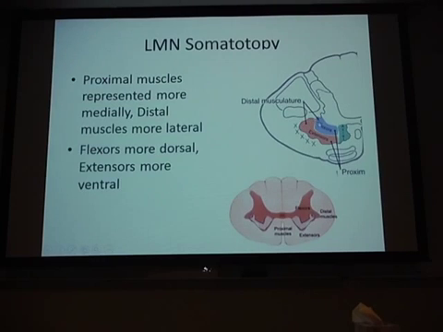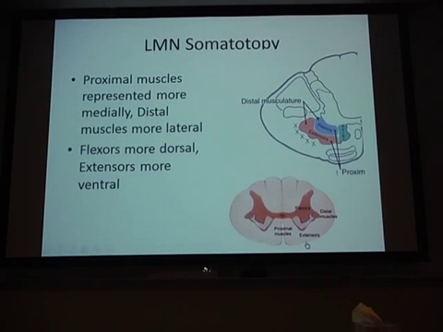Similarly, our flexors are going to be located more dorsally to the extensors, which are located more ventrally. And so you can see an example of this. If this was the cervical cord controlling aspects of our movement, we're going to see more distal musculature laterally, more proximal musculature medially, and our flexors represented more dorsally than our extensors.